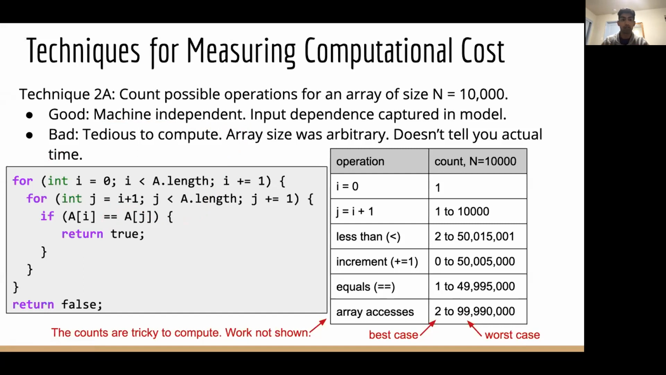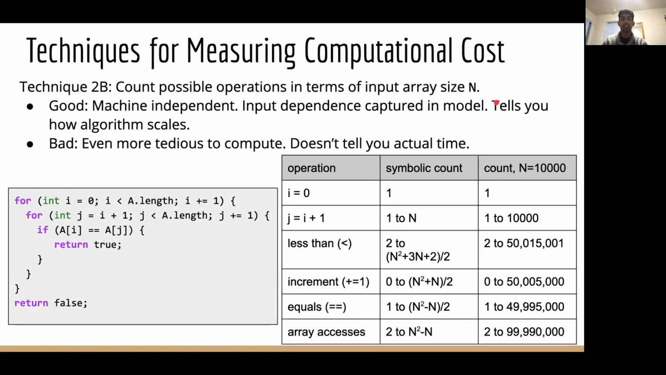The cons to this approach is that it's really tedious to compute. Like, who has any idea where we got this number from? It's really complicated, and it's too tedious to even do in practice. Another con is that where did we get 10,000 from? Somehow we just randomly decided to use 10,000. So it doesn't really tell us the actual runtime. So let's move on to technique 2B.